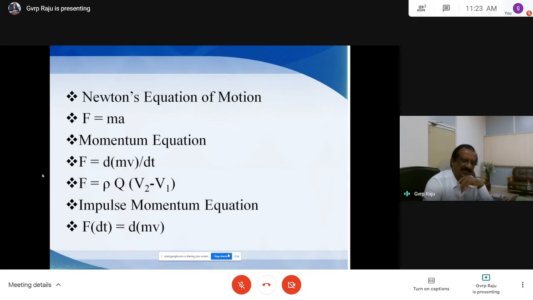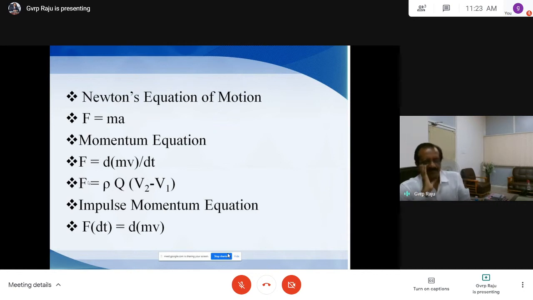And this you can take in different directions. So Fx is equal to rho q, v2x minus v1x. Fy, rho q, v2y minus v1y. Fz, rho q, v2z minus v1z. You can take F in the x direction, y direction and z direction. And the resultant F is equal to the square root of Fx square plus Fy square plus Fz square. That is the momentum equation.